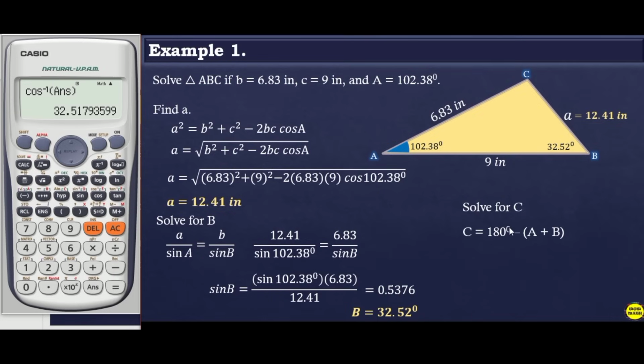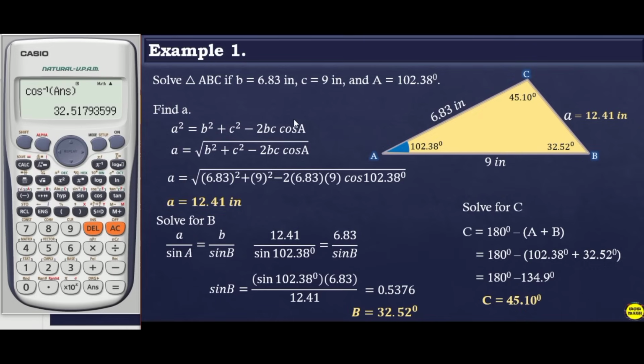So, 180 degrees minus the sum of A plus B. So, that is 102.38 degrees plus 32.52 degrees, and that is 45.10 degrees. So, that will be our angle C.